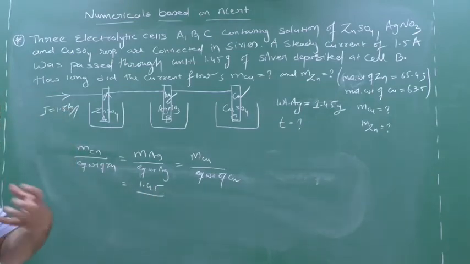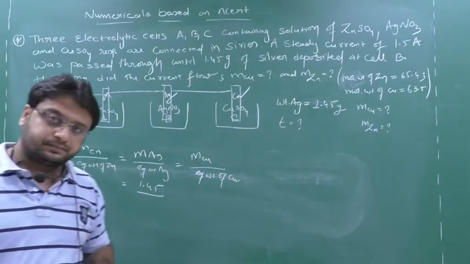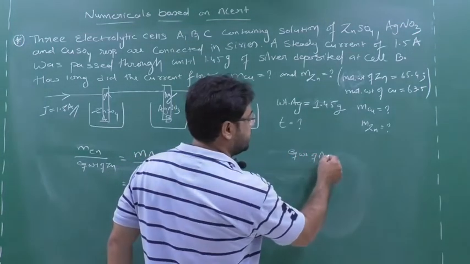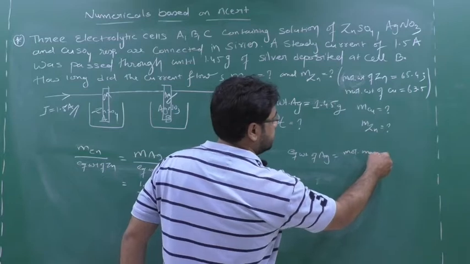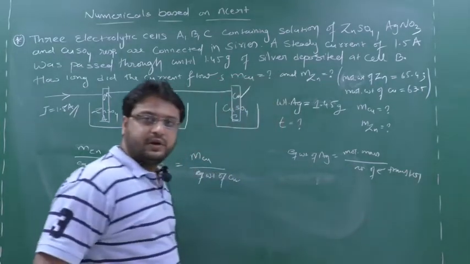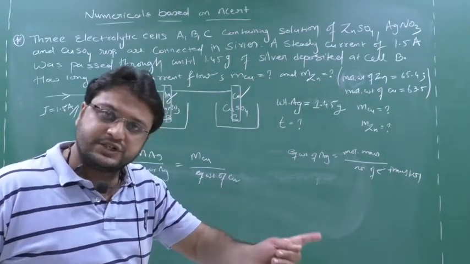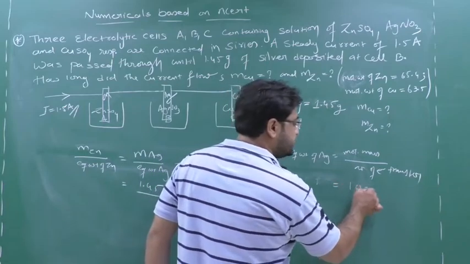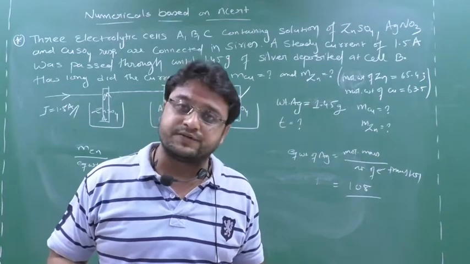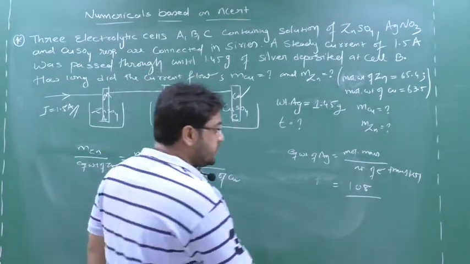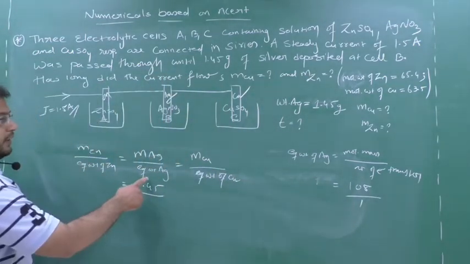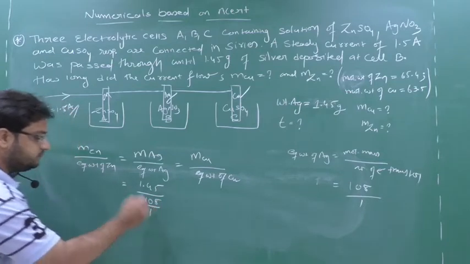What is the equivalent weight of Ag? Equivalent weight of Ag is equal to molecular mass by number of electrons transferred. And you know Ag will transfer 1 electron, because Ag plus electron gives Ag. What is the molecular mass of Ag? 108. I asked you to remember the ambulance number, 108. So the mass of silver is 108, so 108 by 1. Equivalent weight of Ag is 108 by 1.